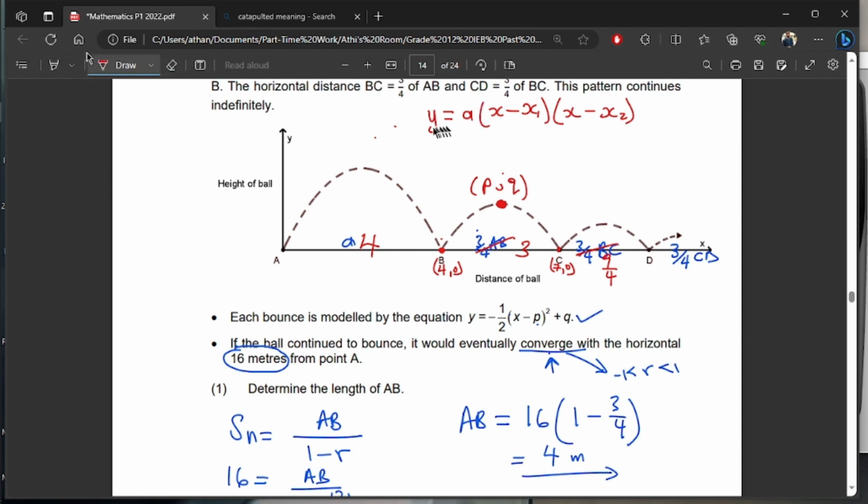So let's see what I can substitute here. I know that a is negative half from the equation. (x minus x1), let's use 4. (x minus x2), let's use 7. And then we have y there. So we've got two unknowns, and we want to solve for the maximum value, which is that one there.